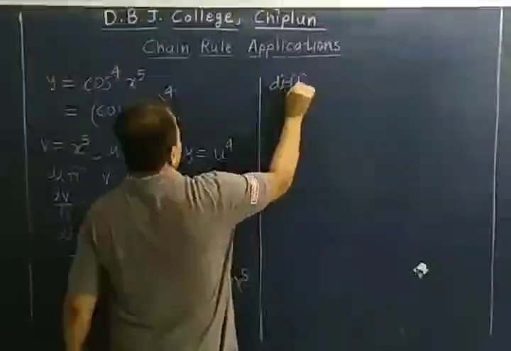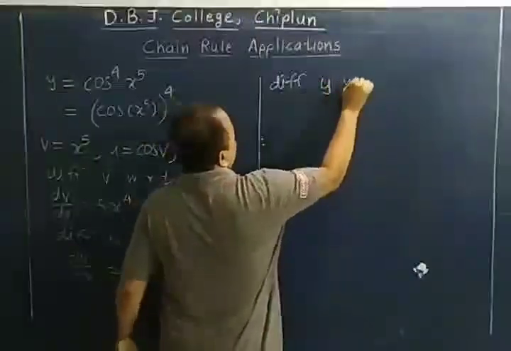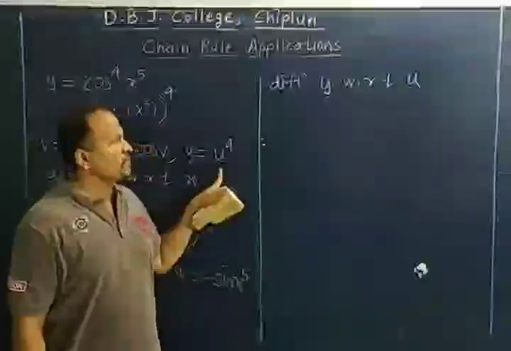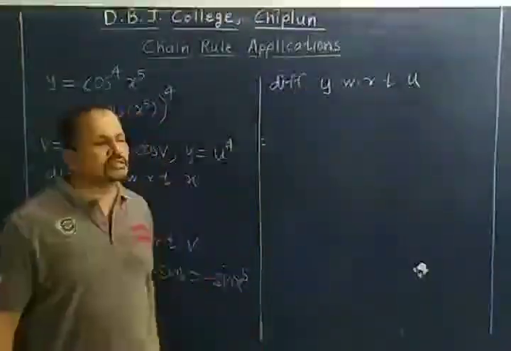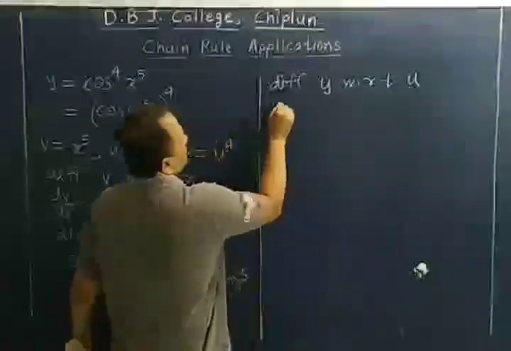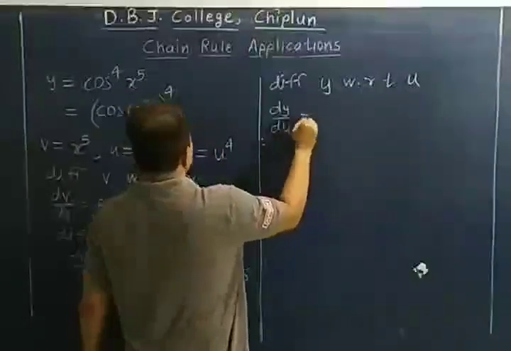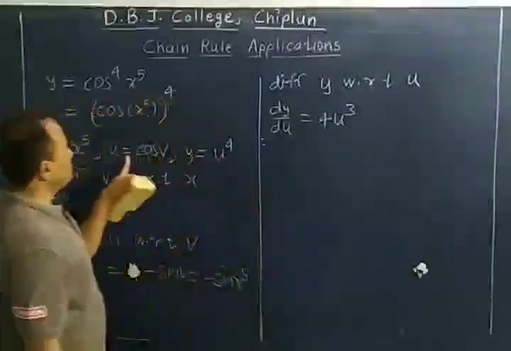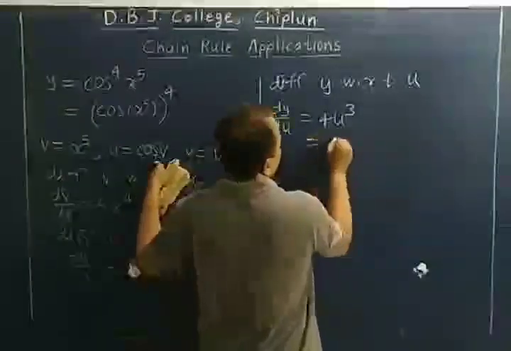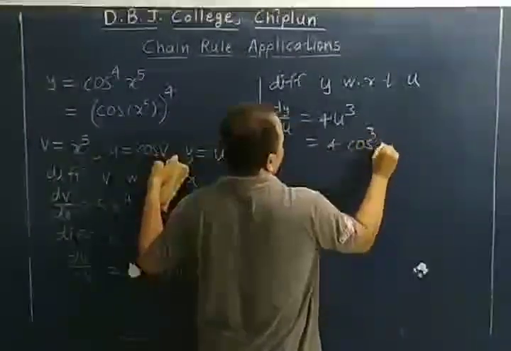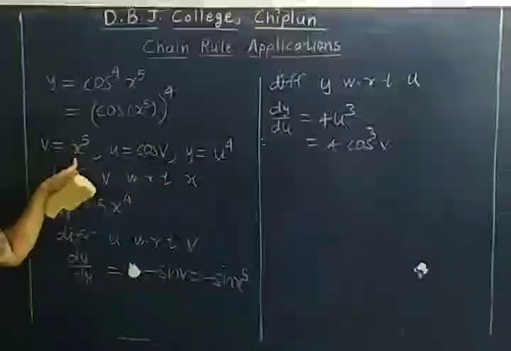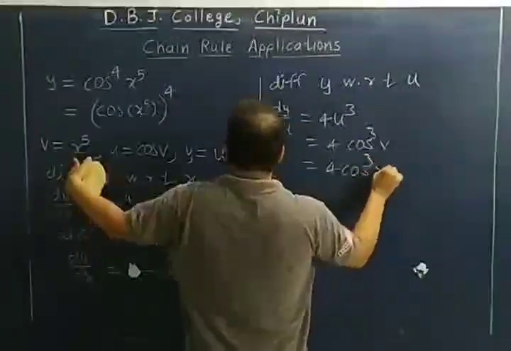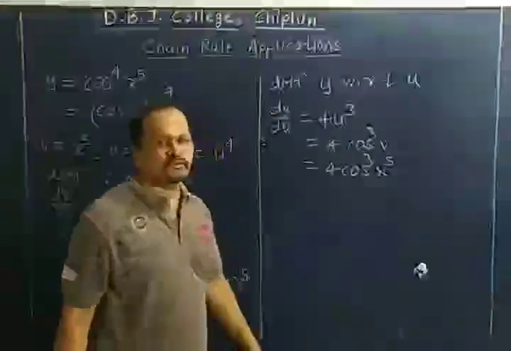Differentiating y with respect to u, because y is function of u, we get dy by du is equal to 4u cube. But what is u? U is cos v, so this is equal to 4 cos cube v. What is v? V is x raised to 5, so 4 cos cube x raised to 5.